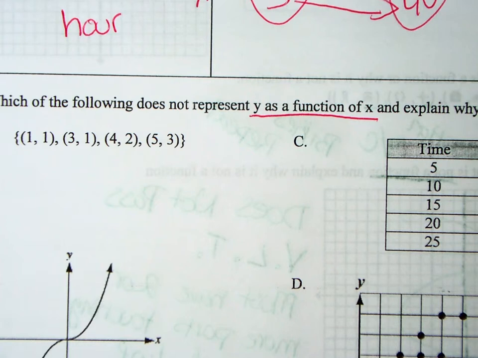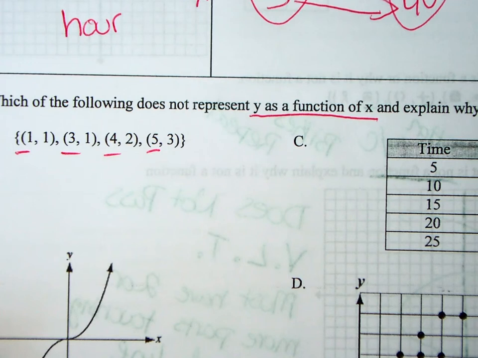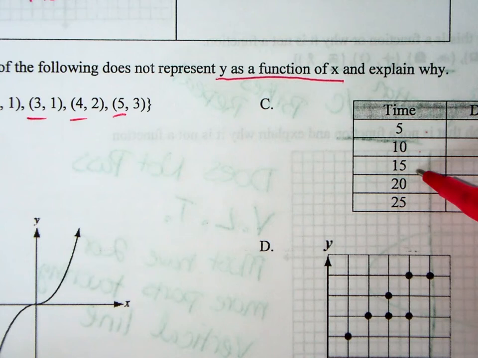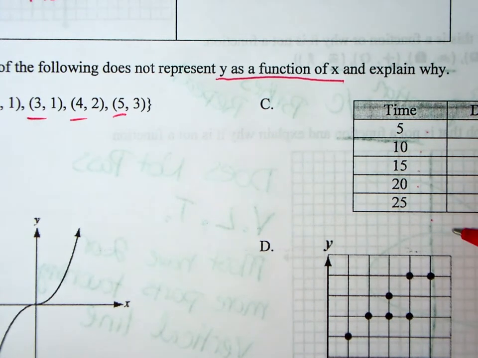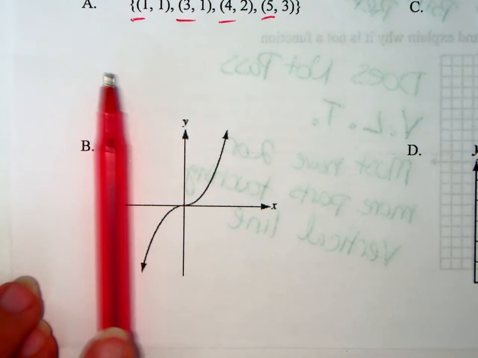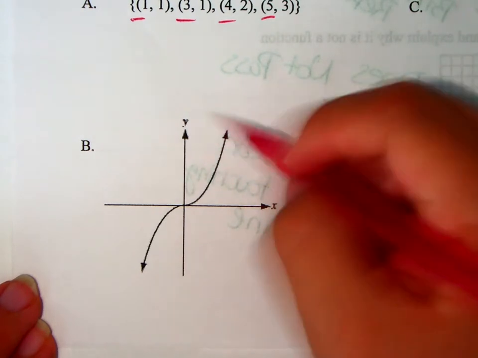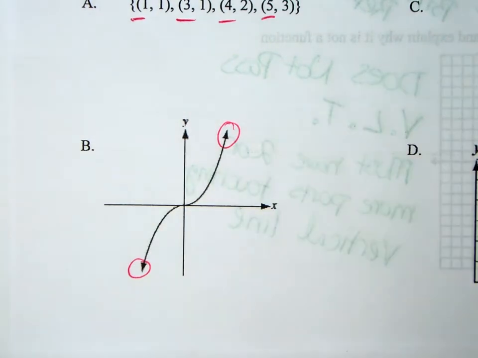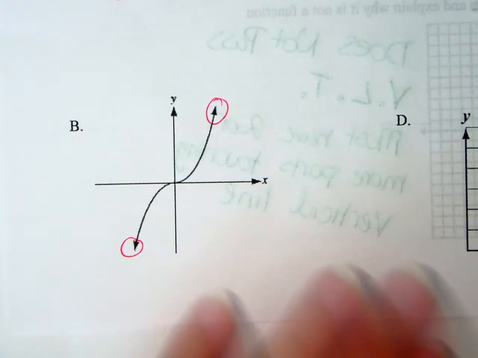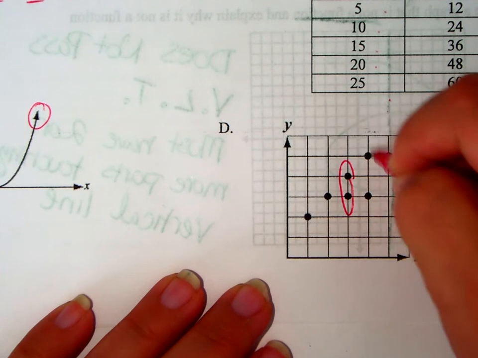So look at A. We have 1, 3, 4, and 5. Is that a function? Yes. Look at C. We have 5, 10, 15, 20, 25. Yes, that's a function. None of these numbers are repeating. Here, if I was to use my pen as a vertical line, it's only touching one point at a time on this graph. These arrows are angling, so it's not going to go straight up or down. So that's a function. But what about D? Not a function at 2 of the vertical points. So D is our answer.